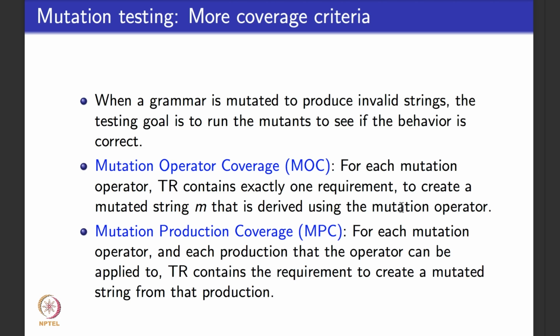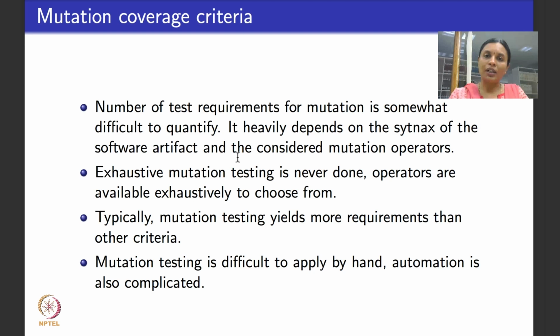Similarly, I can define what is called mutation production coverage. What does that say? For each mutation operator and each production the operator is applied to, the test requirement contains a requirement to create a mutated string by using that production rule. So the production rule that changed the greater than or equal to less than or equal to: use the rule, make the change, and write a test case to kill that resulting mutant program. So these are the 3 mutation coverage criteria.